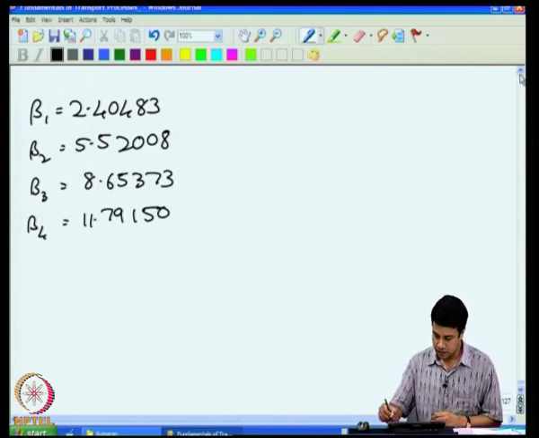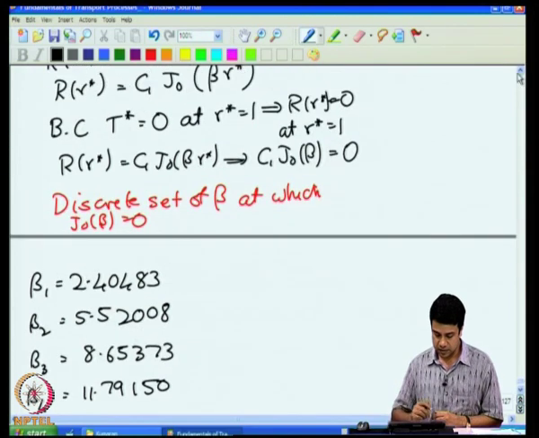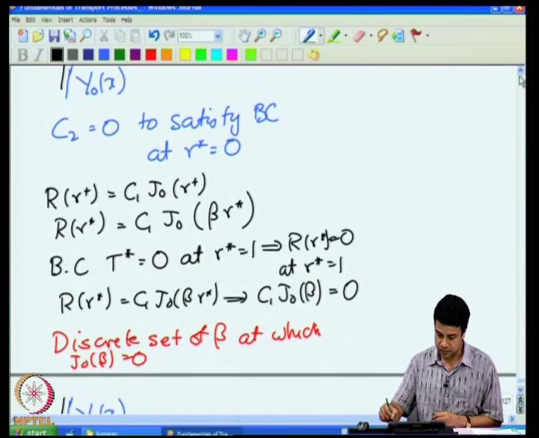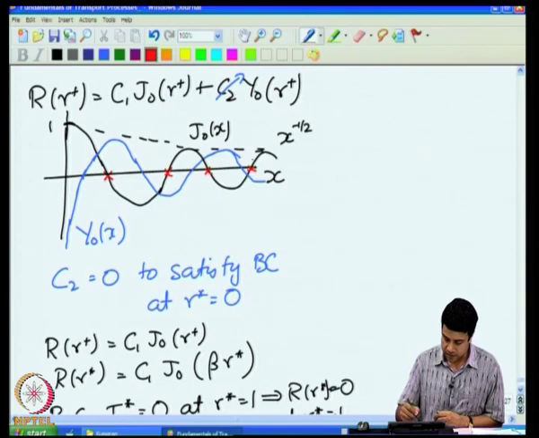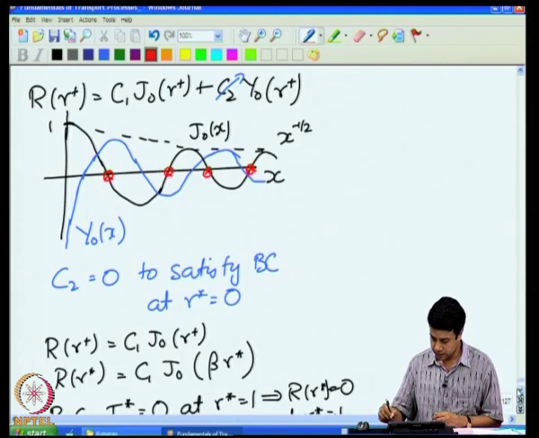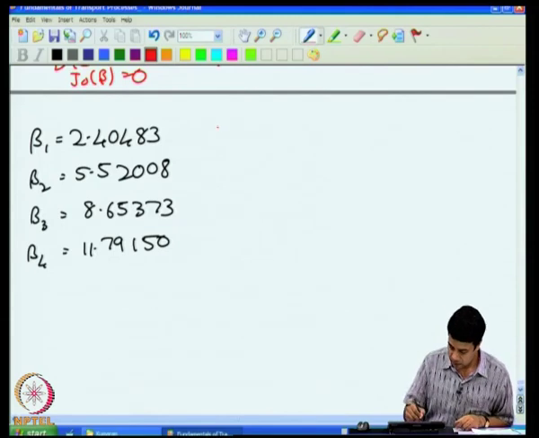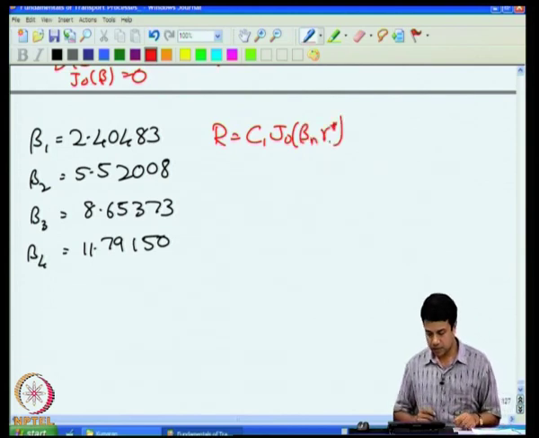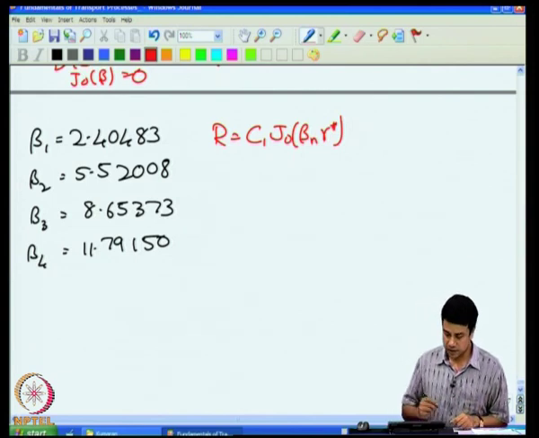Okay. So, that means that beta can have only discrete values at which this Bessel function goes through 0. So, that is the solution for R. Okay. R is equal to C1 times J naught of beta n R star, where beta n is the set of discrete values. How about the solution for time?